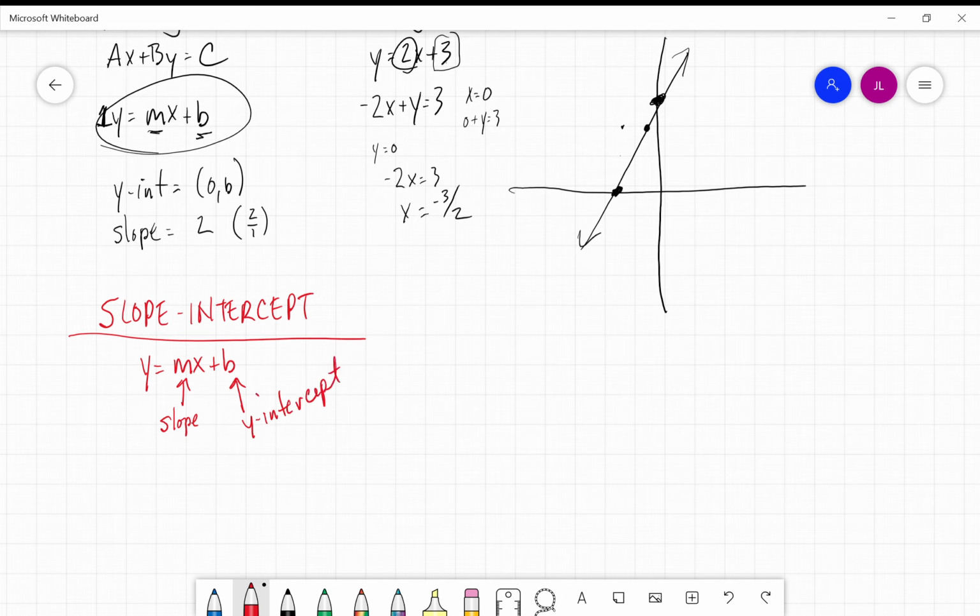Now, let's look at a situation and say, what if we wanted to find the slope and the y-intercept of a line? And the equation of the line, let's say it's y is equal to negative 3/5 x minus 2. In this case, we know the slope is negative 3/5. We know the y-intercept is negative 2. It's that easy. And we can graph this line also.